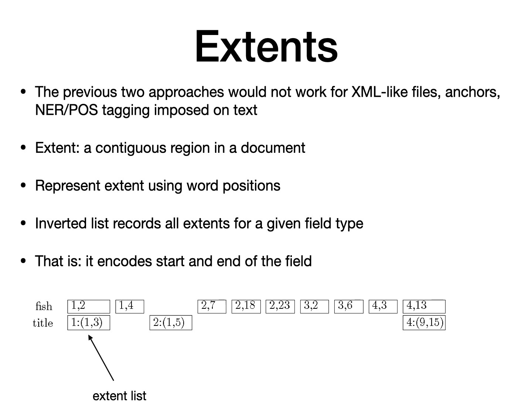A solution that addresses the disadvantages of the previous methods is the use of extents. An extent is a contiguous region in a document. The idea is to represent an extent using word positions. Then, for each field type, we would have the inverted list recording all the extents for that field. This boils down to recording the start and finish of a field.